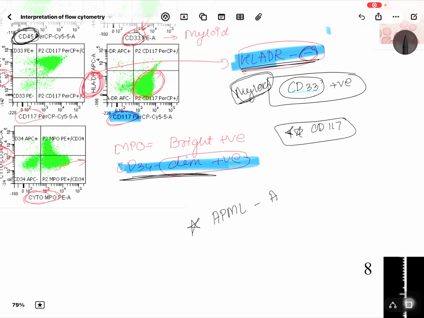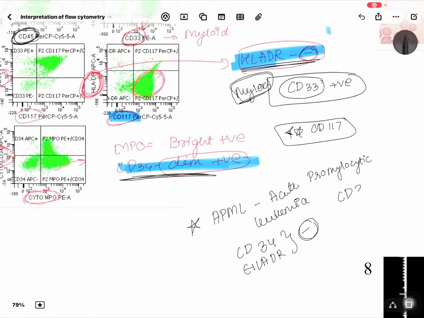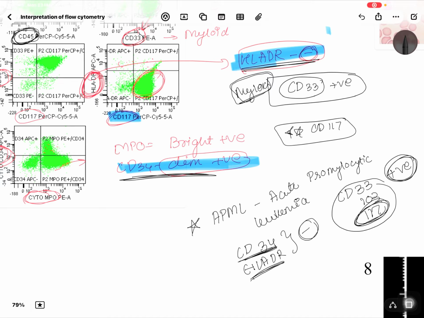What is APML? It is acute promyelocytic leukemia. So it has CD34 and HLA-DR negative in this, and CD33, CD13 and CD117, these are all positive in this. Okay, so most important, CD117 is positive and CD34 is negative or dim positive, but HLA-DR is negative. So the most important example is APML, acute promyelocytic leukemia.